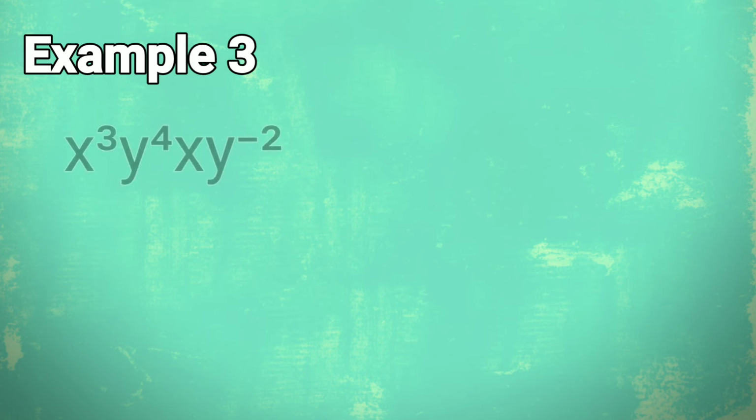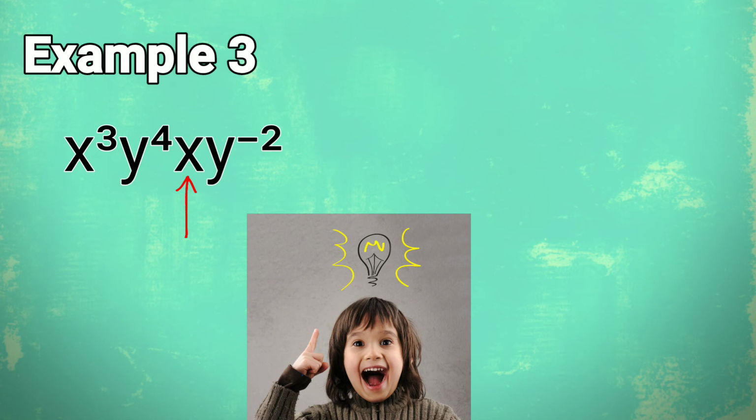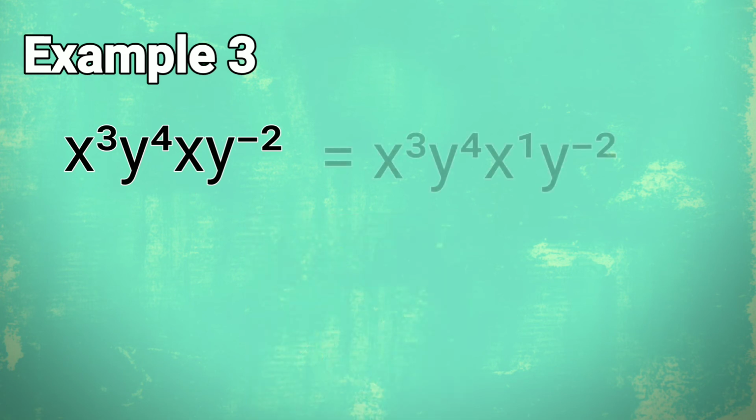Now let's look at example 3. And just for fun, I threw in a negative exponent. And I want you to notice that it looks like one of our bases is missing an exponent. But we know that if the exponent is missing, it's assumed to be a 1. There's just one x right there. So we'll go ahead and write the 1 in.